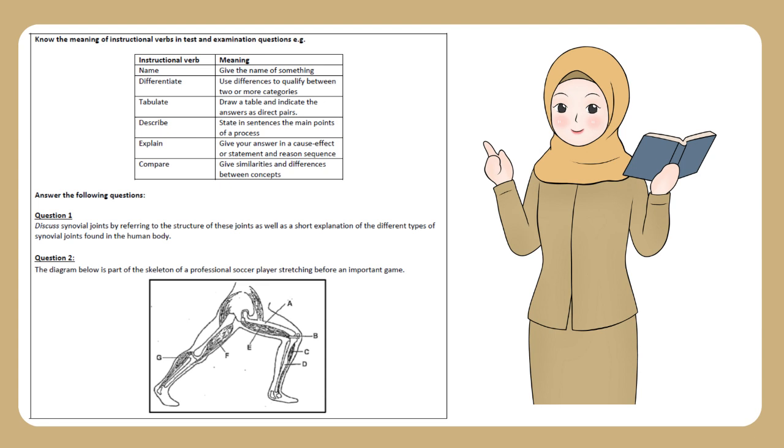Instructional verb. Meaning. Name: give the name of something. Differentiate: use differences to qualify between two or more categories. Tabulate: draw a table and indicate the answers as direct pairs.